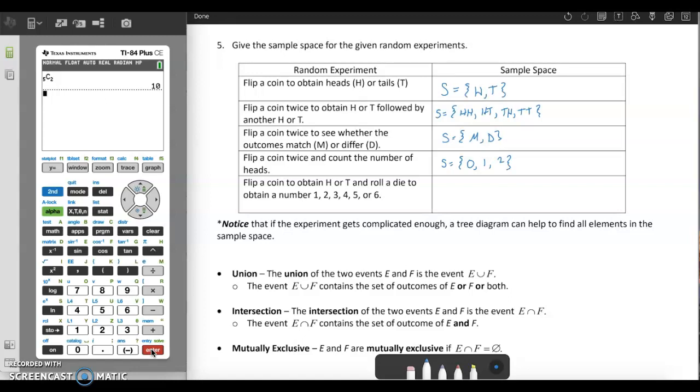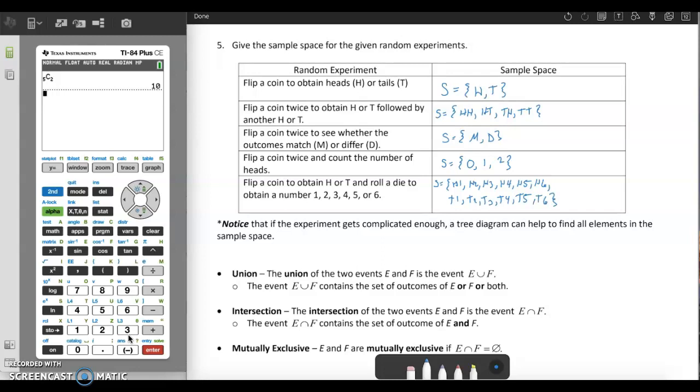Okay, for the last one, it says flip a coin to obtain heads or tails, and then roll a die to obtain the number 1 through 6. I'm going to write this a little bit smaller. This is going to be a much larger sample space because I could observe a heads 1, a heads 2, a heads 3, heads 4, heads 5, or heads 6. And then I could also observe tails 1, tails 2, tails 3, tails 4, tails 5, or tails 6.